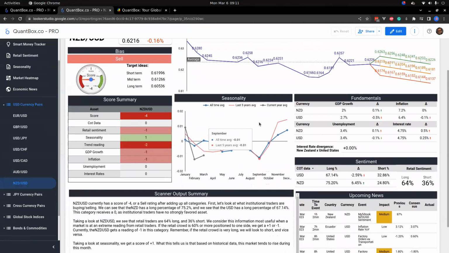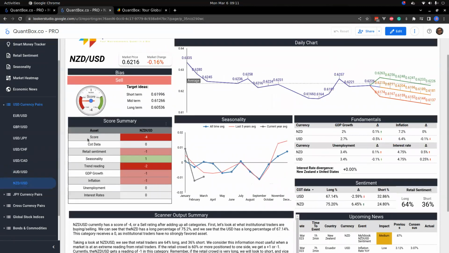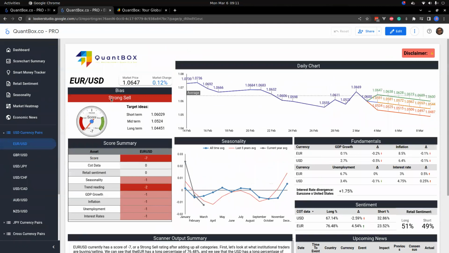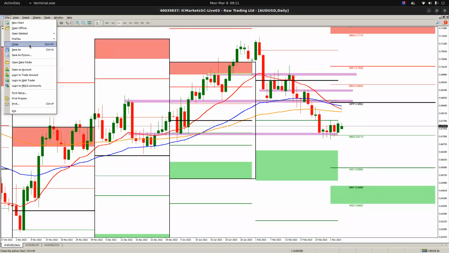But you can see what it does is it pulls all this data for you and collates it into a beautiful score summary. It scores that, as you can see, -4, giving us a sell, whereas euro dollar is -7, very strong sell. Right now, we can see that everything is red. So you'd have no business in buying euro dollar, which is great because that means if you jump over to your charts, let's have a look at euro dollar right now.